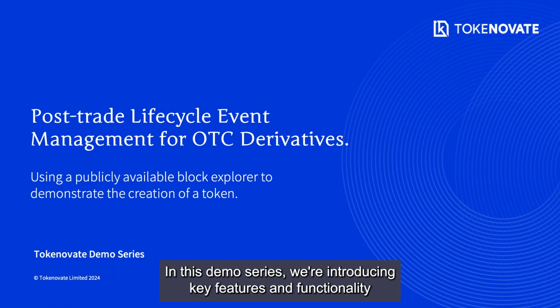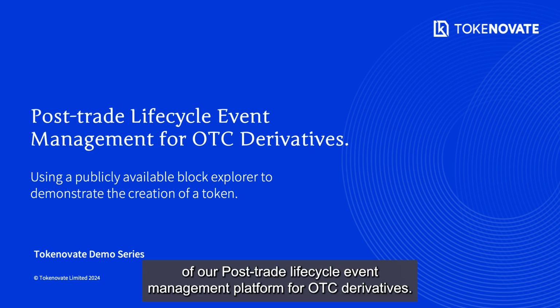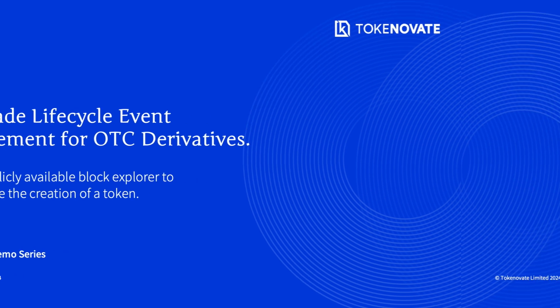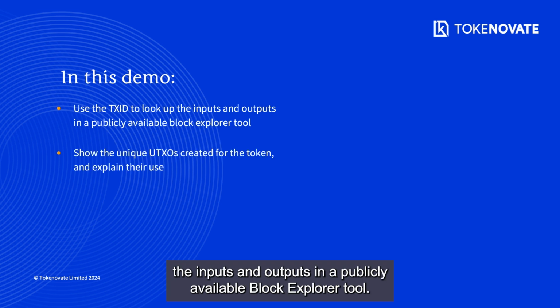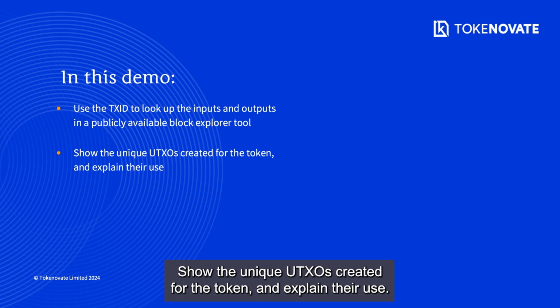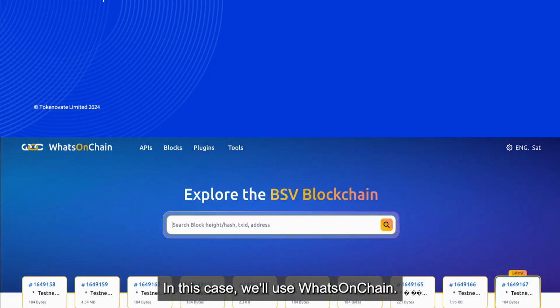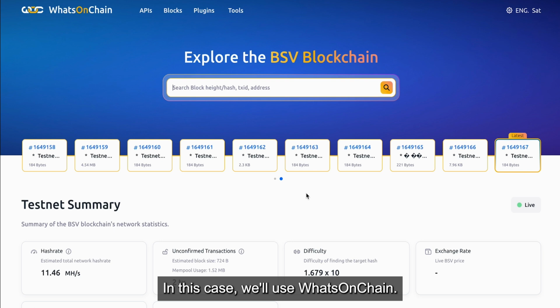In this demo series, we're introducing key features and functionality of our post-trade lifecycle event management platform for OTC derivatives. In this video, we'll show you how to use the transaction ID to look up the inputs and outputs in a publicly available block explorer tool, show the unique UTXOs created for the token, and explain their use. In this case, we'll use what's on chain.